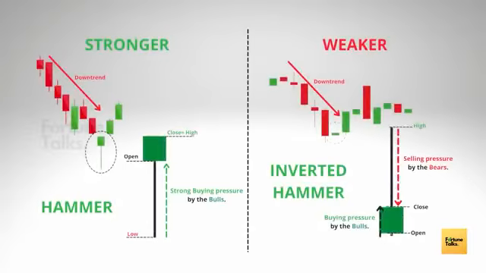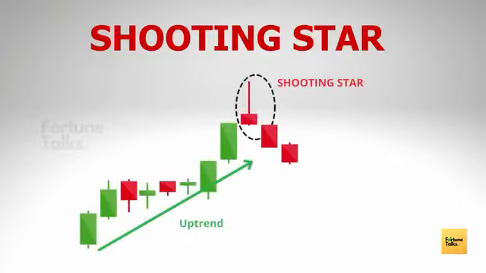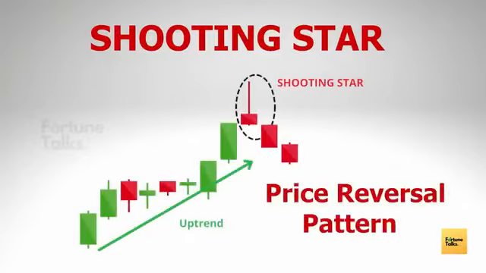But if you were to ask me which signal I would trade, the hammer or the inverted hammer, I would definitely go for the hammer pattern, because the hammer pattern gives a much stronger indication of a trend reversal than an inverted hammer pattern. This is also due to the difference in selling pressures in both these cases. Now moving on, a pin bar is said to be a shooting star when it occurs at the end of an uptrend, indicating a price reversal.